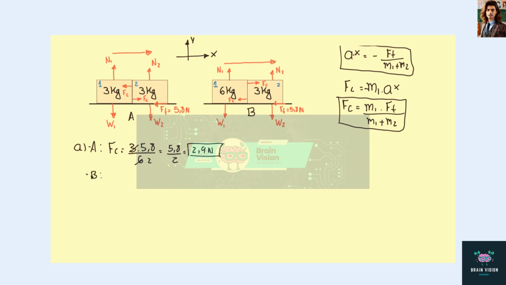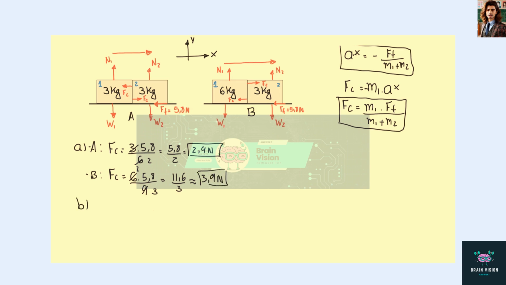For the second situation, the contact force is given by m1, which now is equal to 6, times 5.8, which is the frictional force, divided by m1 plus m2, which is equal to 9. We can again divide by 3, so that we have 3 and 2, and then 11.6 divided by 3, and finally this results in approximately 3.9 newtons.